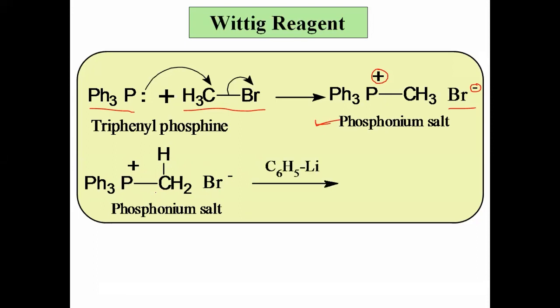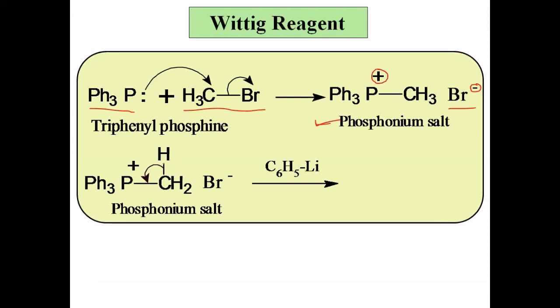For example, phenyl lithium. Phenyl lithium is an example of a strong base, and when that phosphonium salt comes in contact with the phenyl lithium, it loses that hydrogen. The base has a tendency to abstract that hydrogen. In this step, the bond between this carbon and hydrogen undergoes breaking, and there is a formation of a new pi bond between phosphorus and the CH2 group.